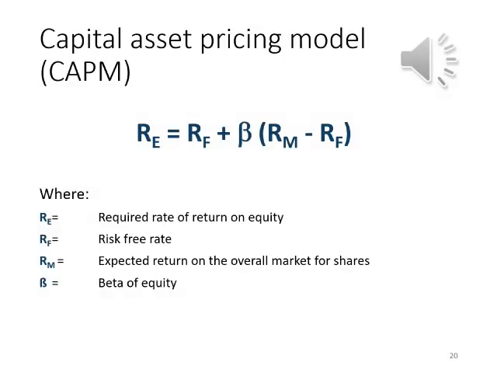According to the capital asset pricing model, therefore, we can express the expected return on equity as a formula according to which RE is equal to RF, the risk-free rate, plus the beta of the stock multiplied by the market premium, which is RM minus RF.